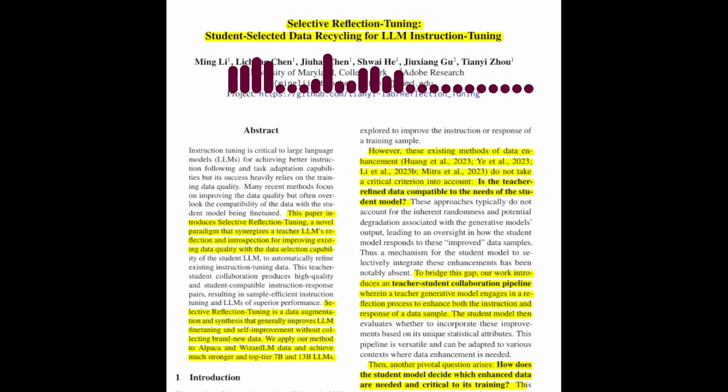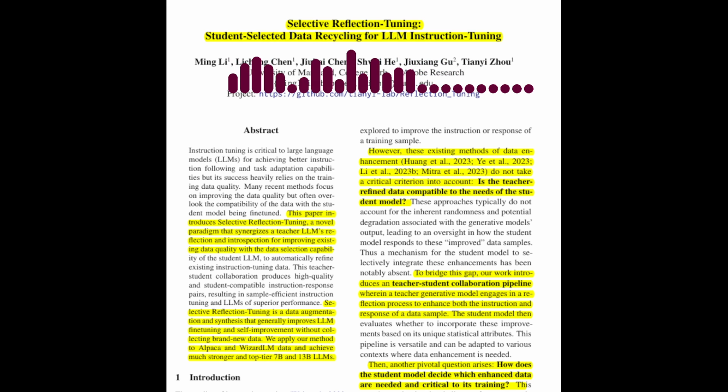The teacher model uses specific criteria to analyze the instruction and response. For example, it might assess the complexity of the instruction, the level of detail required, or the ambiguity of the instruction. Based on this analysis, the teacher model generates a new instruction and response that it believes are better suited for the task. And how does the student model evaluate these improvements?